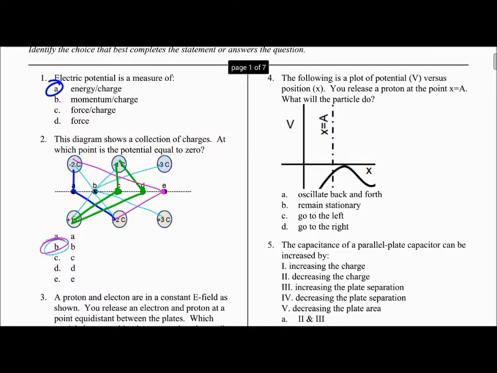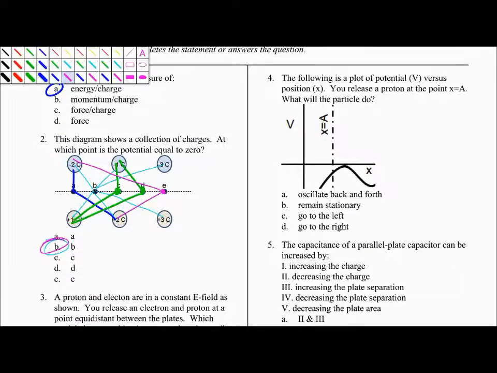This following is a plot of potential versus position. You release a proton. That's a positive charge. Now remember, with protons, if I think about my plates here, I have high potential, that's the positive side, low potential, that's the negative side. A proton in between these two will move from high to low potential and move in that direction. So here, if I have a proton here, it wants to move from high to low, so it's going to move in this direction. All right, so it's going to go to the left, see.